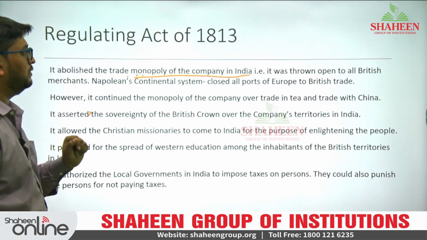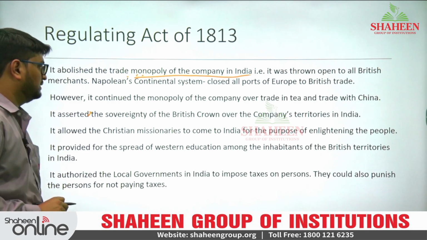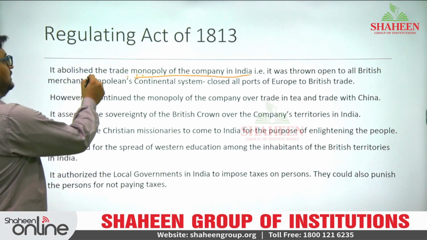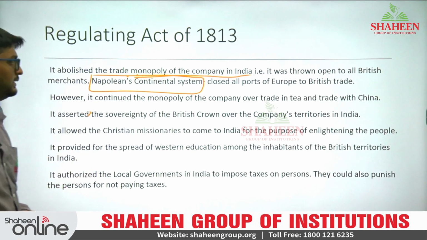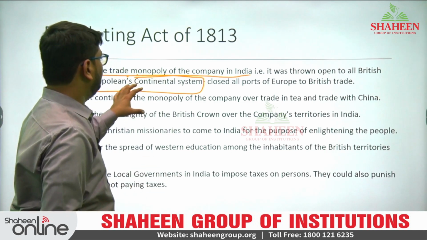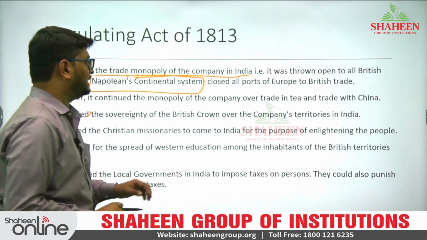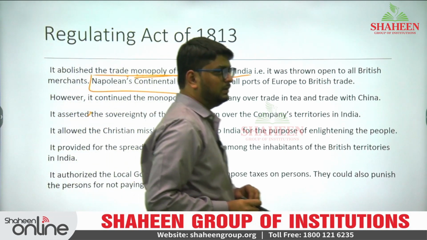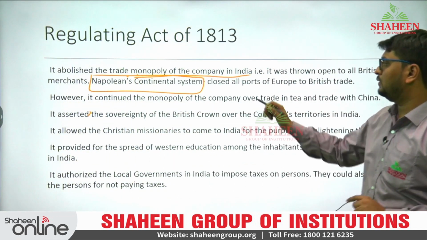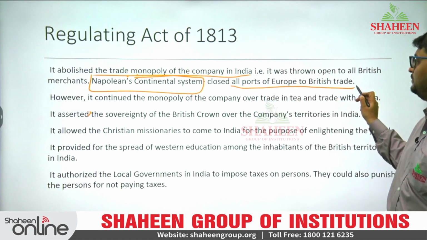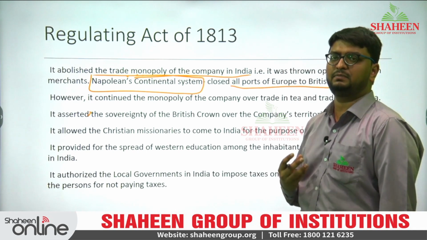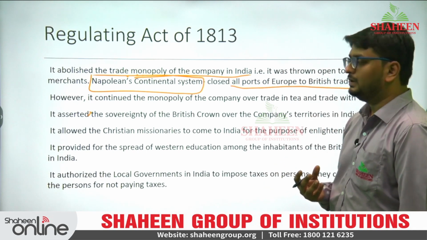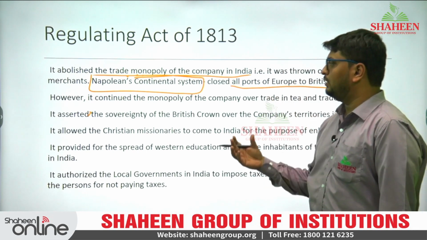It was thrown open to all British merchants. Okay, here we need to know that Napoleon's Continental System was one of the important reasons why it all happened. What did Napoleon do? Napoleon, the French emperor, closed all the ports of Europe to British trade. So the British government had to face a big loss. So what did they do? Actually, they opened the trade.